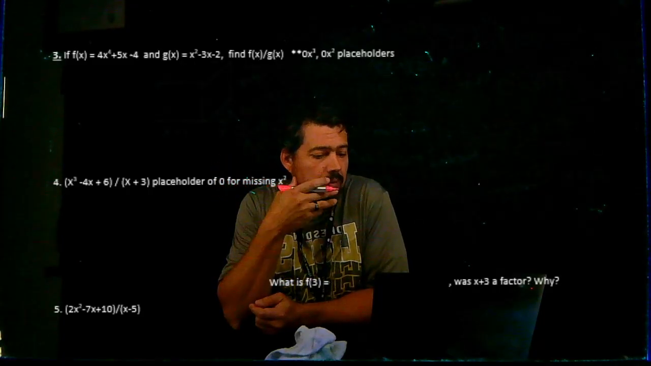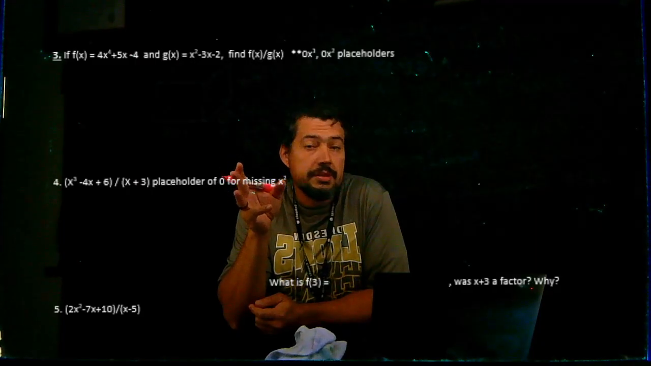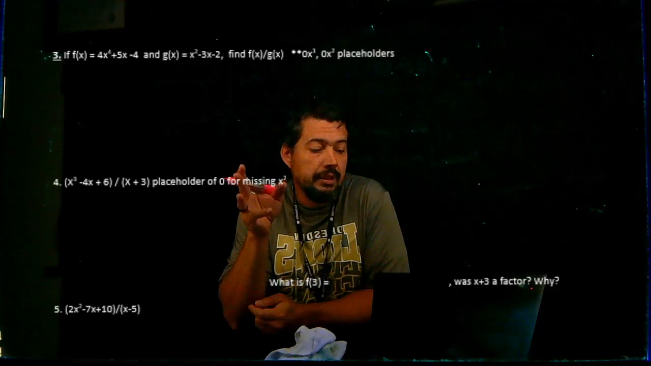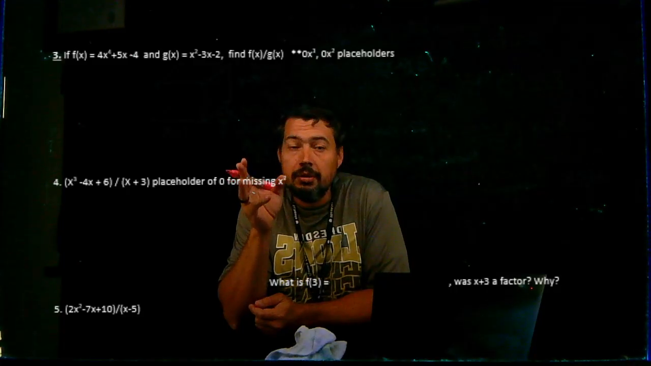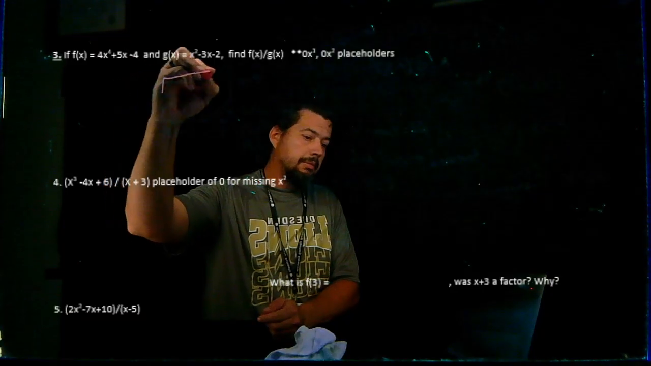All right, so we're given f of x, it's 4x to the fourth plus 5x minus 4, and g of x is x squared minus 3x minus 2. We're supposed to find f of x divided by g of x. And we're going to do this through long division, which seems kind of funny, but it's doable.